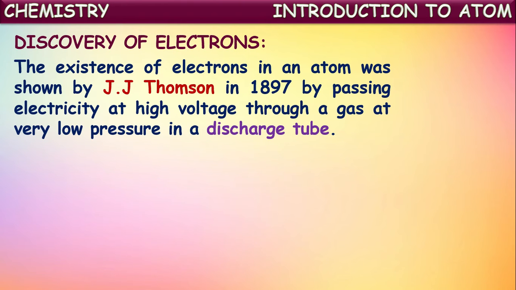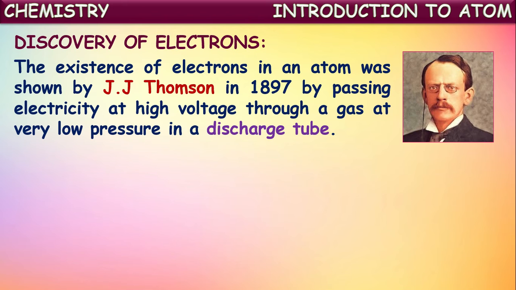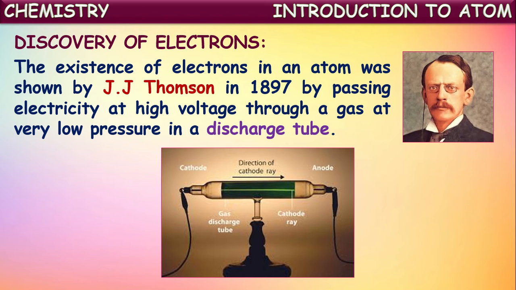The existence of electrons in an atom was shown for the first time by J.J Thomson in 1897 by passing electricity at a high voltage through a gas at a very low pressure in a discharge tube. So, by the experiment called the discharge tube experiment, J.J Thomson found for the first time the existence of electrons. Here is the discharge tube he used for the discovery of electrons. There, he passed high voltage electricity through a gas taken in the discharge tube at a very low pressure. Then he observed the presence of electrons in that.